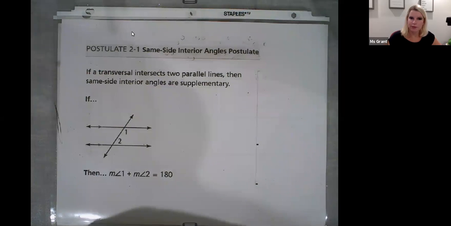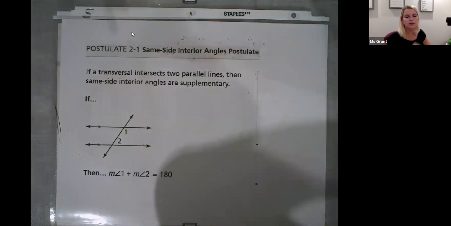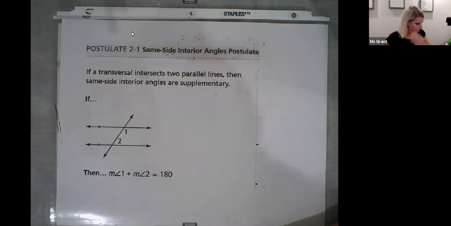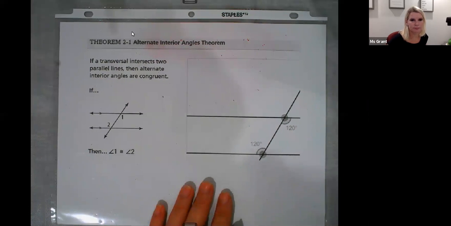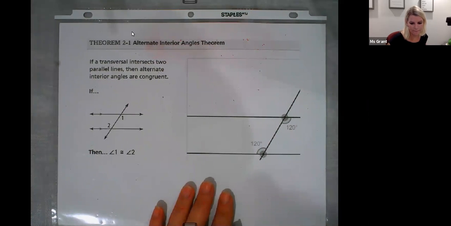We are starting chapter 2. This is our first lesson. We are talking about parallel lines. We have discussed the alternate interior angles theorem. Pause it if you need to look at it.